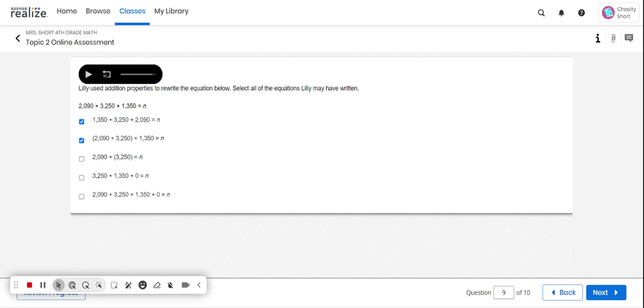This one, they've got 3,250. They've got 1,350. Plus 0. So they just changed this one into a 0. Obviously, that's not correct. That's not the same problem. This one, they used all three of the same values and they added a zero to it. And because of the identity property, that's okay. If you add zero to something, that's not going to change the answer to the problem. So this one is true as well.